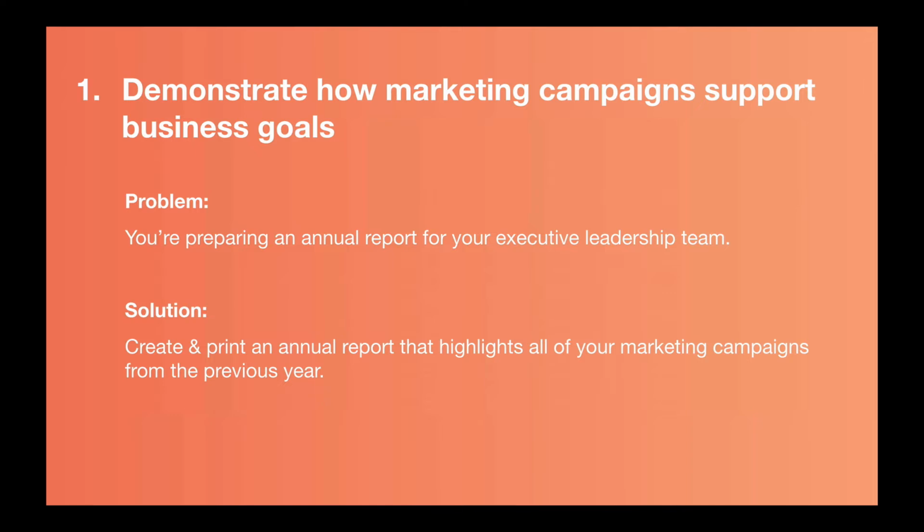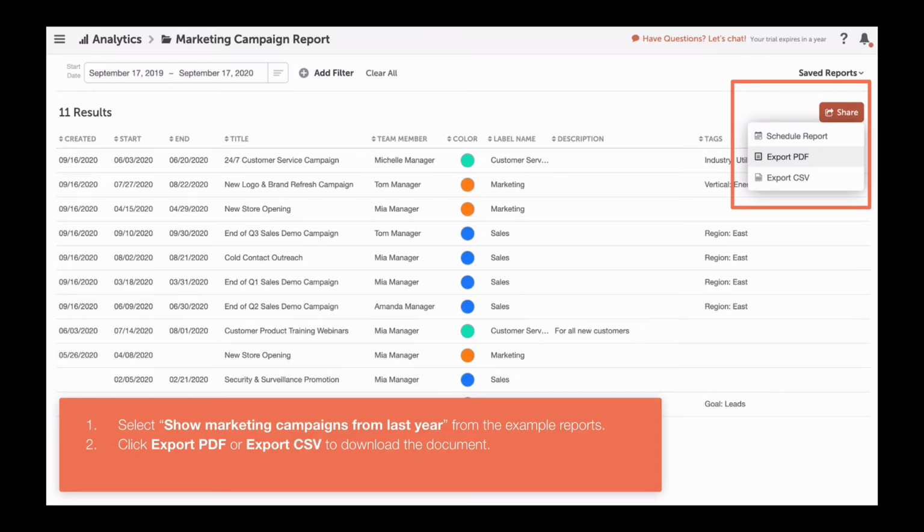In this example, you could create and print an annual report that highlights all of your marketing campaigns from the previous year. To run this report, select Show Marketing Campaigns from Last Year from the example reports and click Export PDF or Export CSV to download the document.